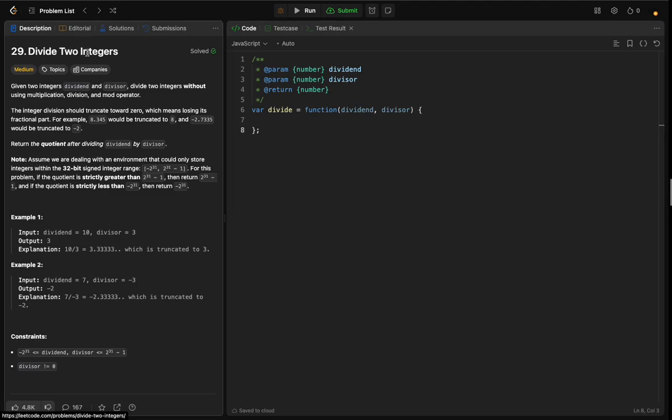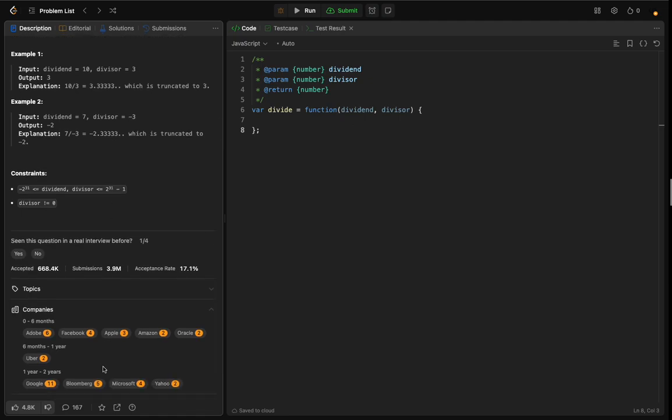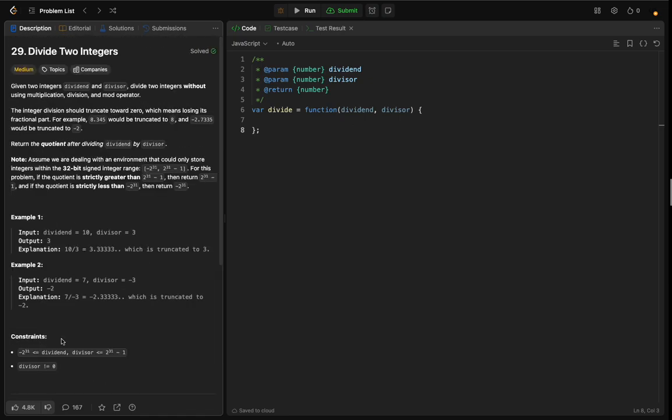Today we'll go over the first approach to solve problem number 29, Divide Two Integers. The problem is medium difficulty. It has been asked quite a few times in the last 6 months. The problem goes like this: given two integers, dividend and divisor, divide two integers without using multiplication, division, and mod operator.